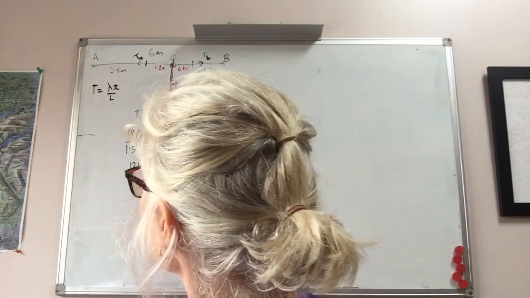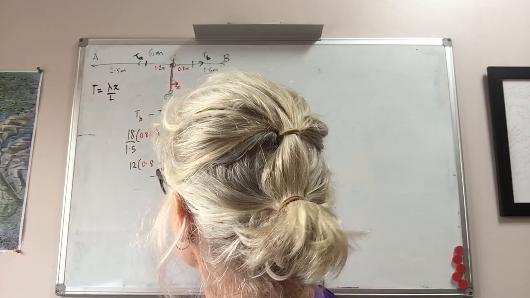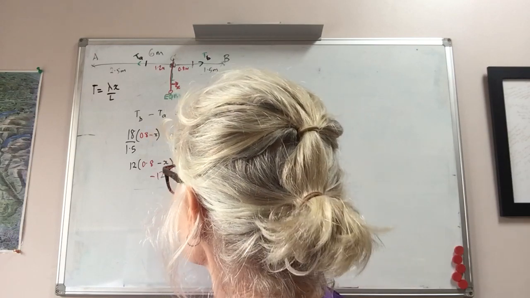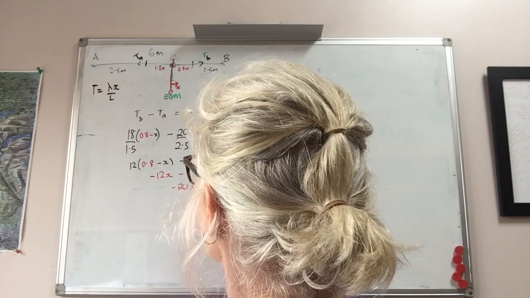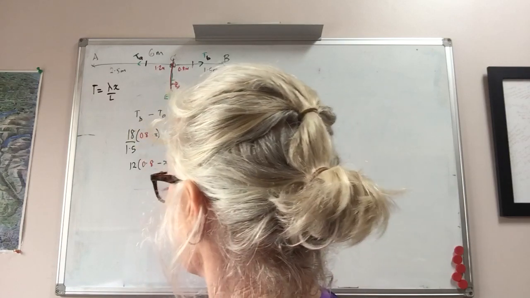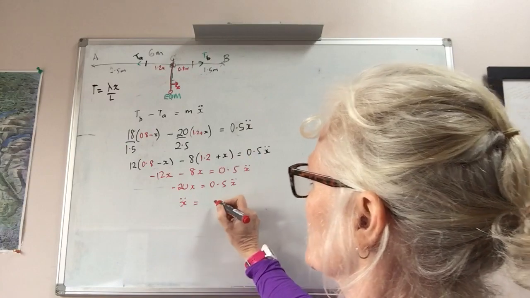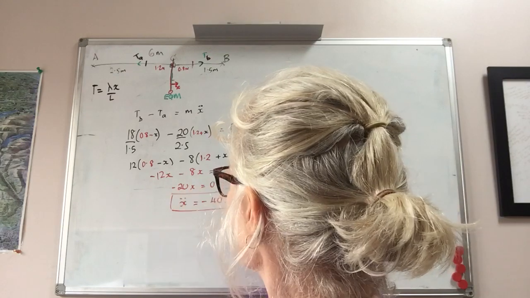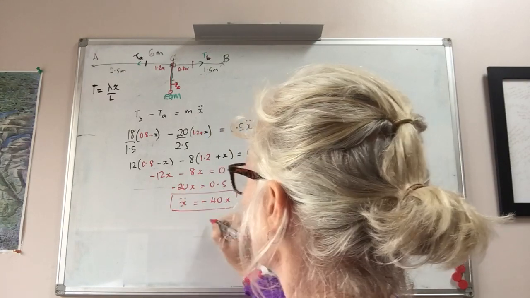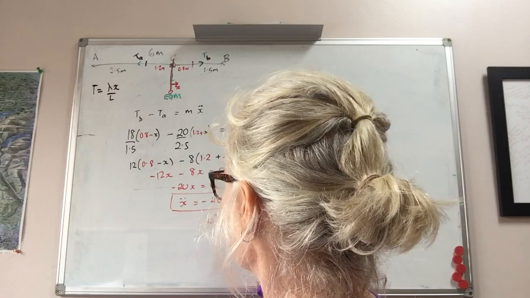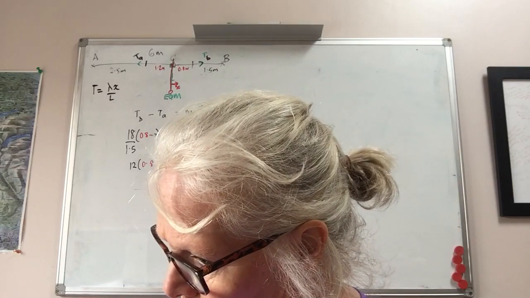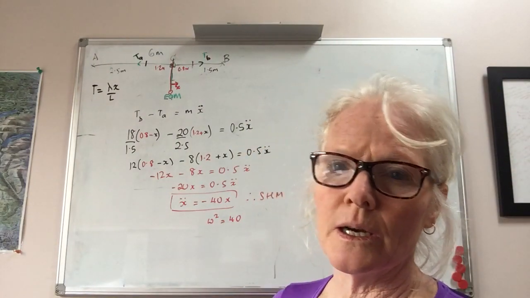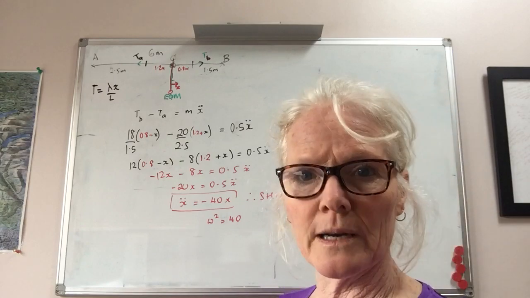So we end up with minus 12x minus 8x is equal to 0.5x double dot. So we would have minus 20x is equal to 0.5 x double dot. So we would have then my acceleration x double dot is equal to minus 40x. So this shows that we have simple harmonic motion where omega squared is equal to 40. Once you've got that, you can then use all of the simple harmonic motion formulae to work out everything else.